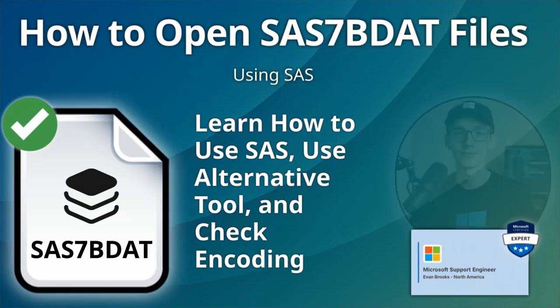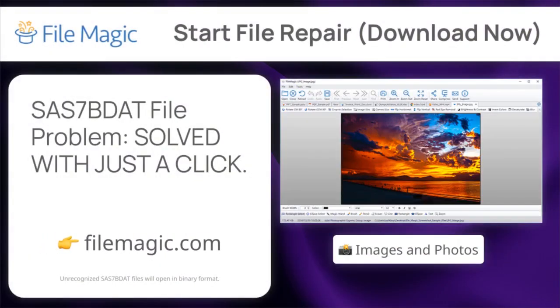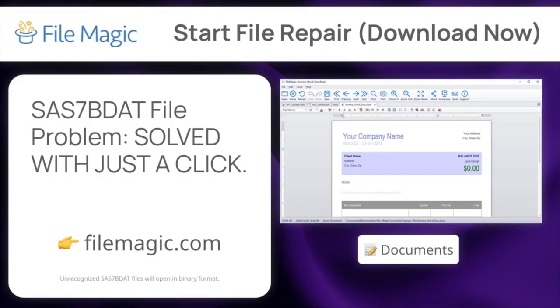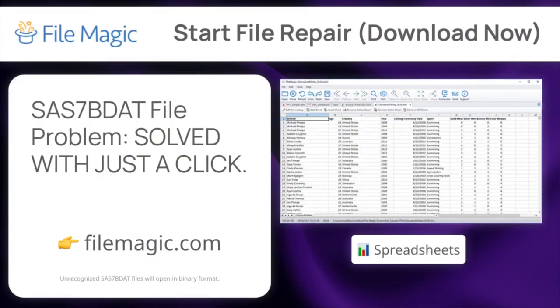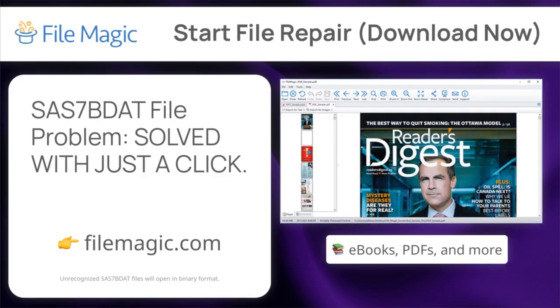Here is the viewer. Quick setup recommendation. Download and install a reliable universal file opener. It's the simplest way to check if your SA7BDAT file is truly broken. I'll link the software below.